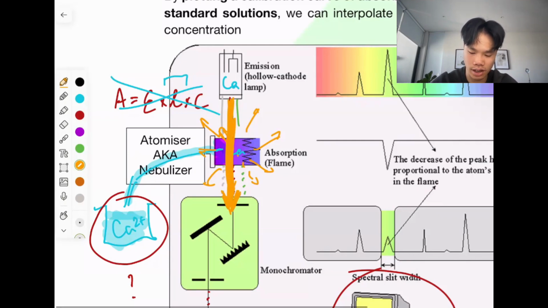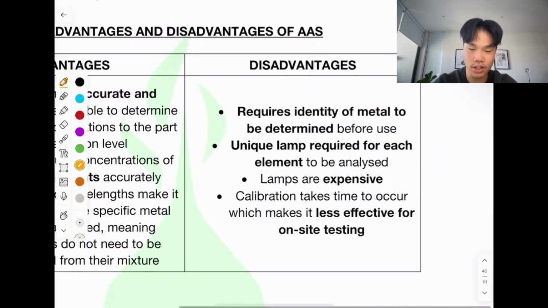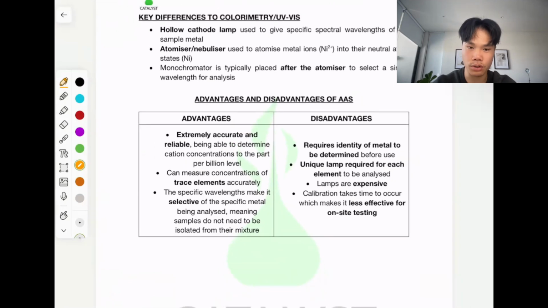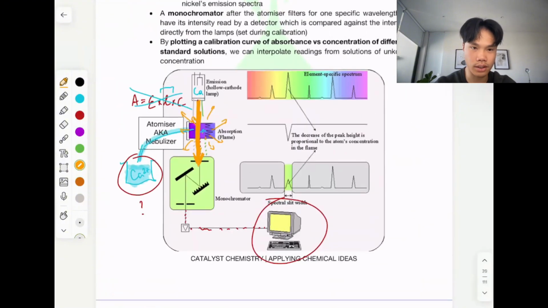The limitations are that you need to know what metal it is before you do AAS. You need a unique lamp for each experiment, which can be expensive, and the calibration takes a bit of time to occur. So it's a bit less effective if you need something that's very rapid and quick. But if you have a lot of samples to test over time, once you've done the calibration, it's very quick to test concentrations. Thank you. Okay, cool.